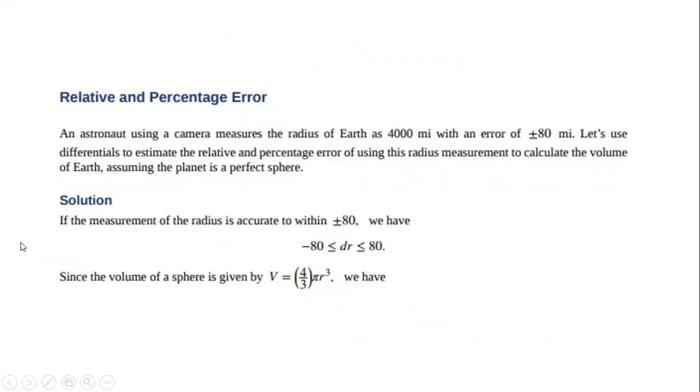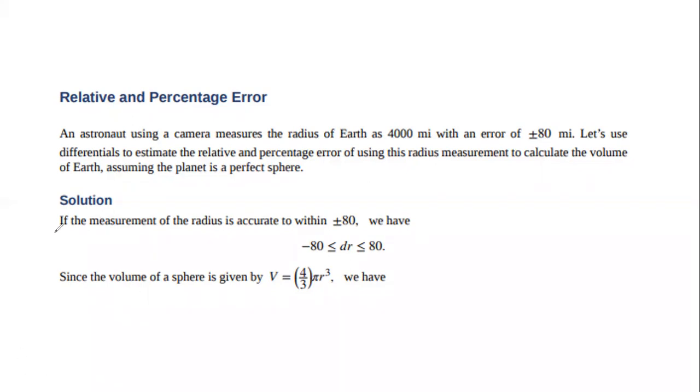Okay, now next is relative and percentage error. An astronaut using a camera measures the radius as 4,000 mi with an error of plus or minus 80 mi. Let's use differentials to estimate the relative and percentage error of using this radius measurement to calculate the volume of Earth, assuming the planet is a perfect sphere.